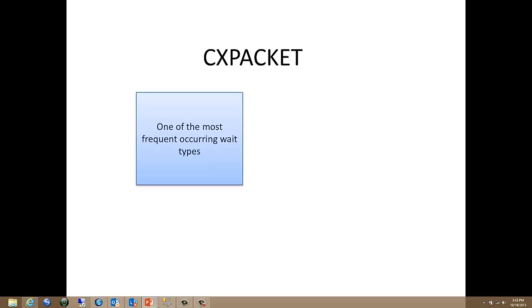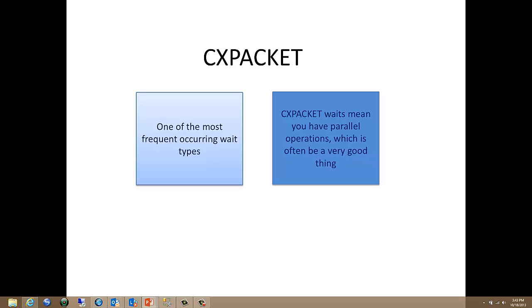Firstly, it's one of the most frequently occurring wait types that you'll see when you begin looking at waiters on any SQL Server instance. That is, any SQL Server instance that has parallelism in place. And a good way to tell that MAXDOP has been set to 1 and they've removed parallelism from the server is the absence of this waiter. So CX packet wait simply means parallel operations are taking place, which is a very good thing 99% of the time.